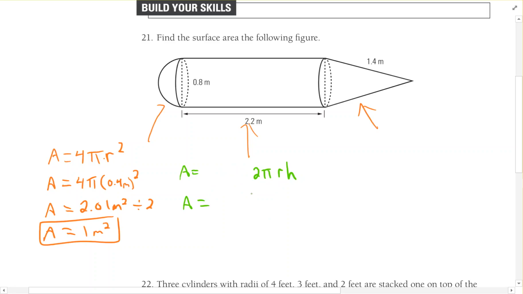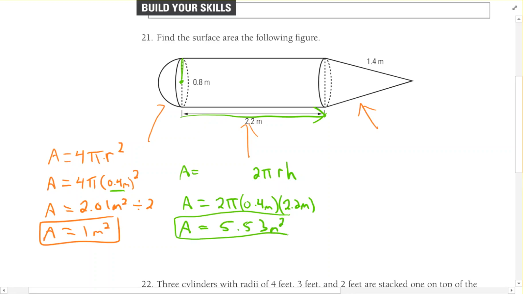So the area is equal to 2 pi. The radius, we already figured out, is going to be the same radius, from there to there. So that's going to be 0.4 meters, same one as over there. Not squared, sorry, hopefully you caught that. And then times our height of 2.2 meters, the distance from one end to the other. So the area of our center is going to be 5.53 meters squared. Put a box around that because we're going to need it.